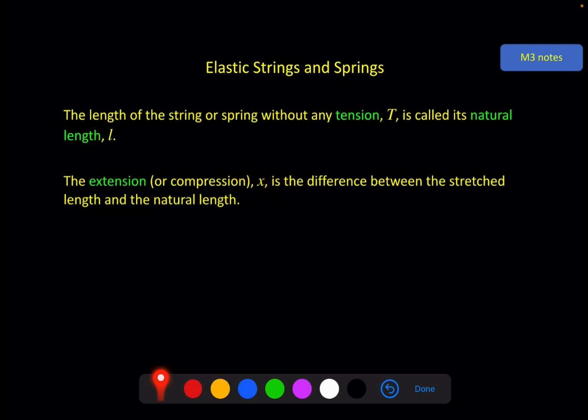To find the total length of the spring as it's extended, you would have to add the natural length with the extension, and you should be careful with that because sometimes the question will ask you just for the extension and sometimes it will ask you for the total length, which will be these two together.